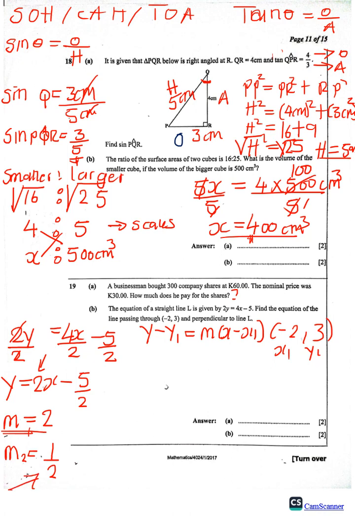So now let's proceed. So y minus y1 is 3. The gradient is negative 1 over 2. Then x minus x1 is negative 2. So let's now simplify.